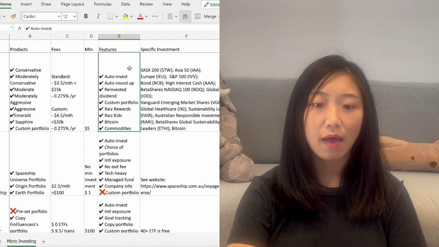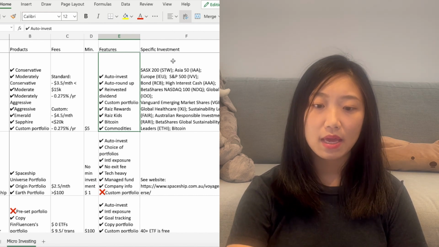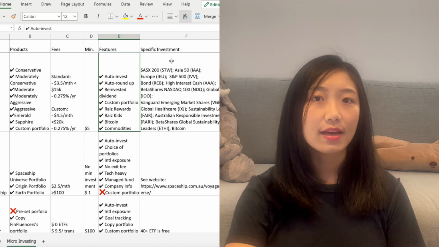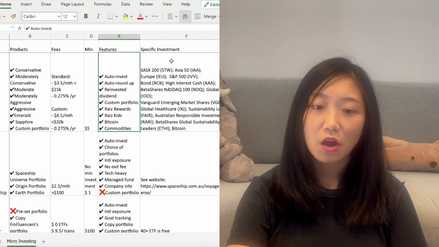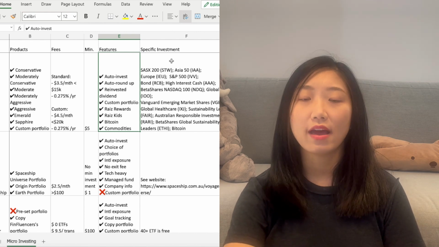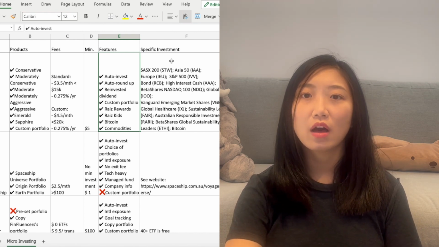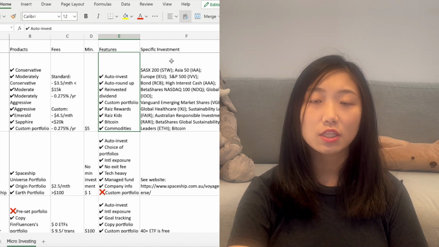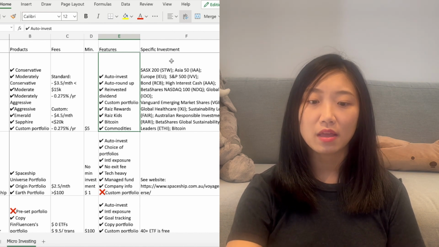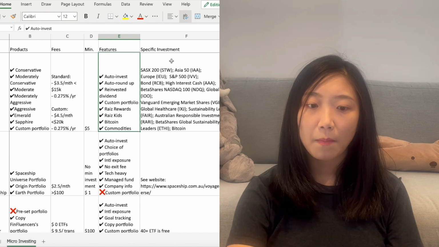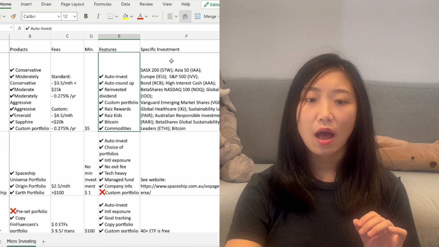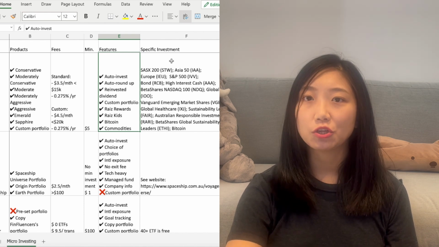The other feature they have is Raiz Kids. What it means is that it will allow you to save up and then invest for your kids as well. So if you're a parent and you would like to save for your kids' college fund or any other tuition, you can do that. It also gives you exposure to Bitcoin, which is something that's really cool. Also, their Sapphire portfolio, I believe, has a 5% allocation to Bitcoin.